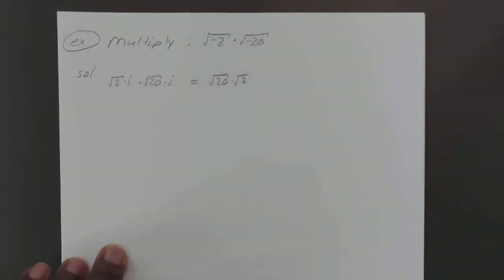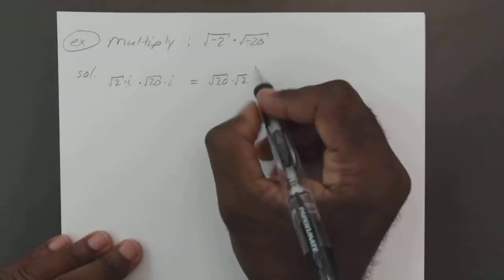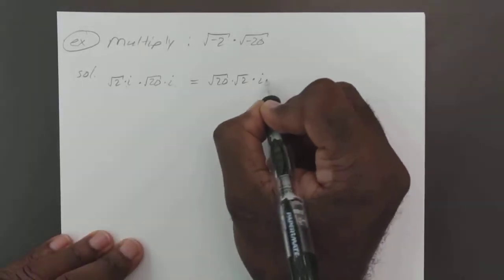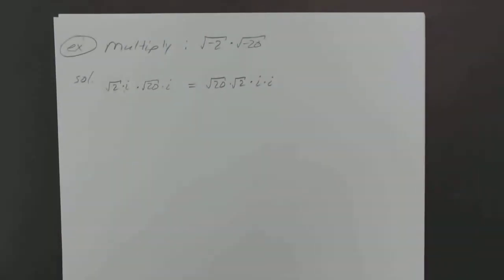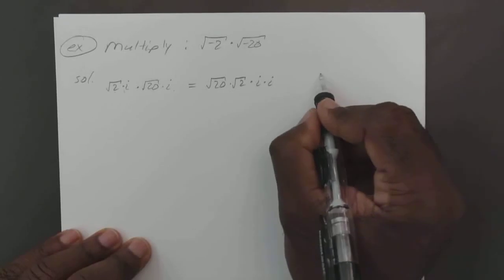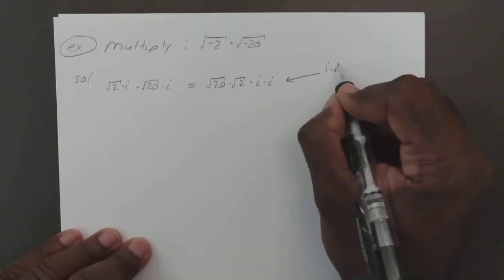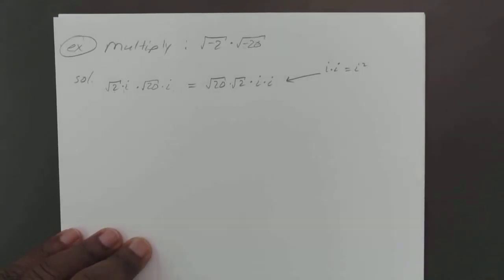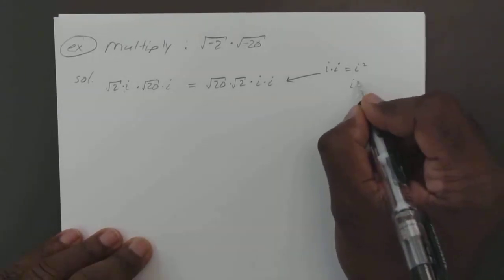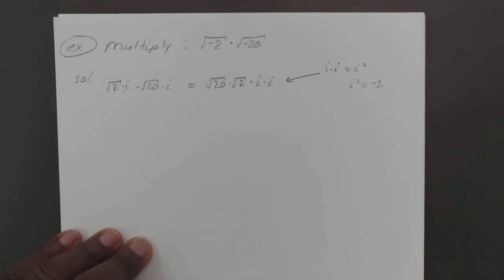Wouldn't it be -1? It would be before we pulled out the i. Oh, okay. Yep, so that i takes the negative out. Okay. So times i times i. Okay, so we know i times i is i squared. And we know that i squared equals -1.